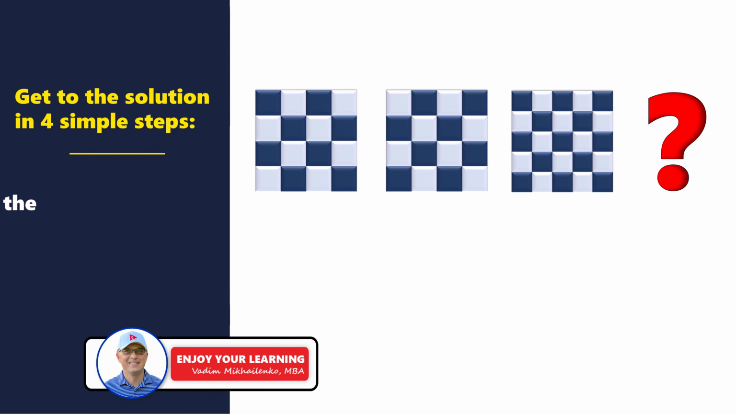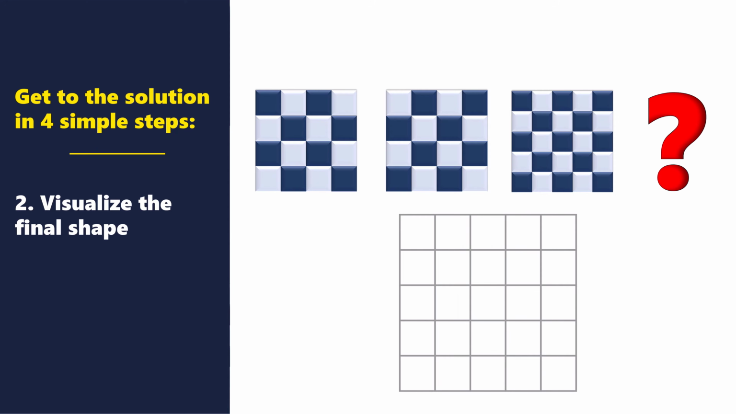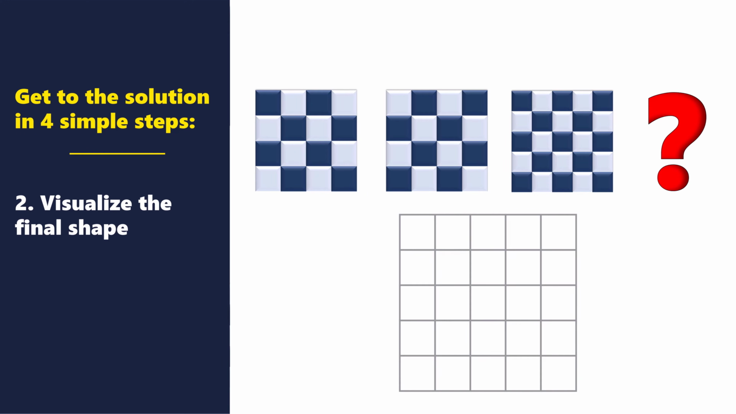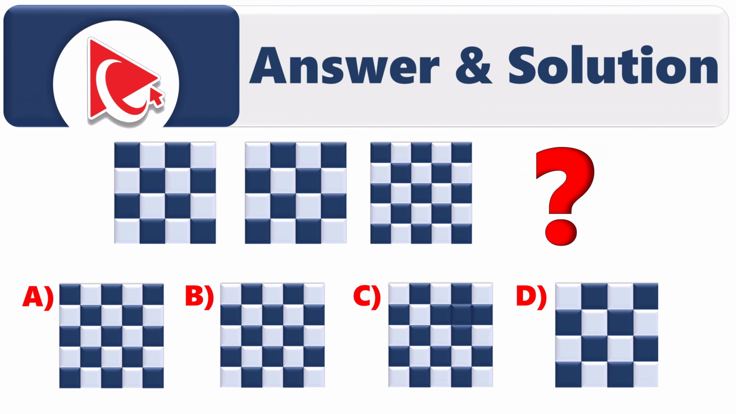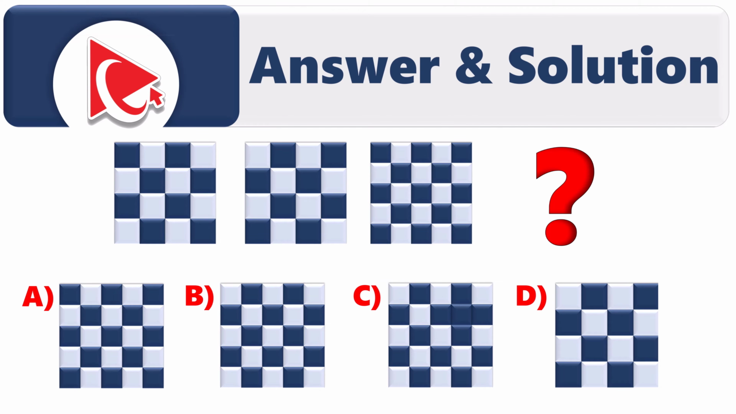Now it's time to go to step 2. In step 2, we need to visualize the final shape. Based on what we've just learned, our final shape should be 5x5 in size, with alternating colors, and should have a lighter small square in the upper left corner. There are 2 choices that match this option, choices B and C. Let's jump to step 3 and eliminate the incorrect options. Let's closely look at options B and C to examine options that are incorrect.